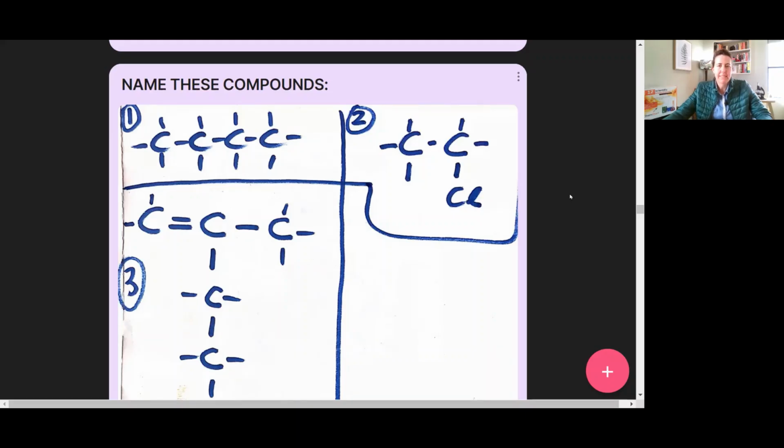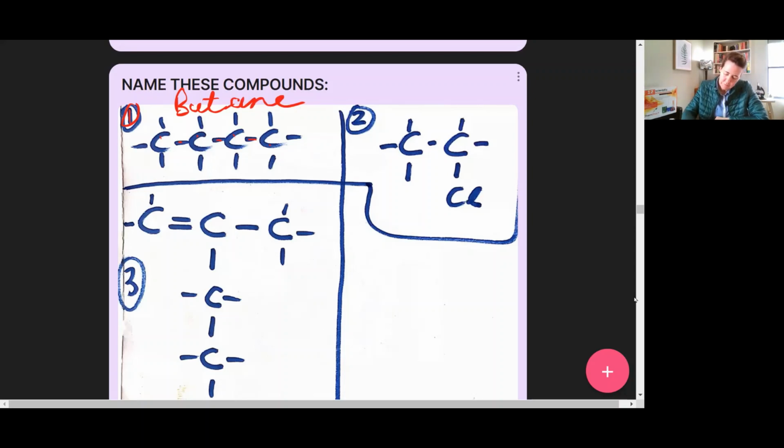Some exercise. Let's see if we can name these three compounds. Compound number one, of course, you can pause the video and quickly name it yourself and see if you got the following. It's got 1, 2, 3, 4 carbons, and so the prefix would be met, eth, prop, but. The prefix would be but, right? Buta, and there will only be single bonds between the carbons, so the suffix is -ane. So this is butane.